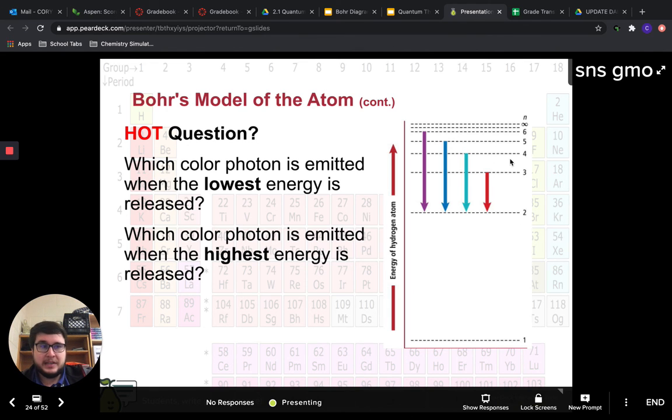If you said red is the lowest, then you've got it, because each of these lines is another amount of energy that the electron has to fall. This would be the lowest energy state, this would be the next one up, and then the next one up from that. If it falls 1 level, it's the lowest. If it falls 4 levels, it's the highest. All right, next.